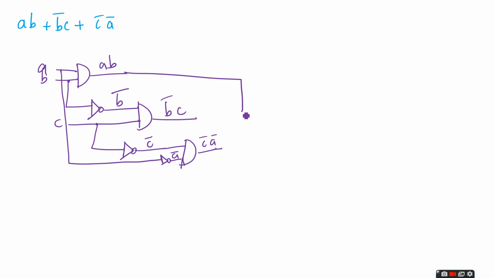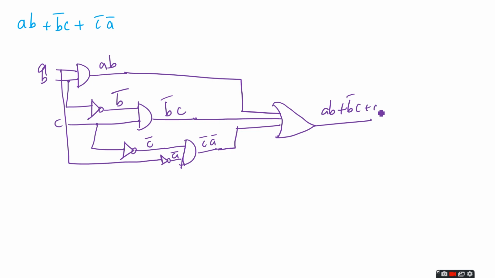After that, we'll pass all these three through an OR gate. Actually, I am not good at drawing, so you have to draw neatly using pencils and all, okay? Then the answer will be AB plus B complement C plus C complement A complement.